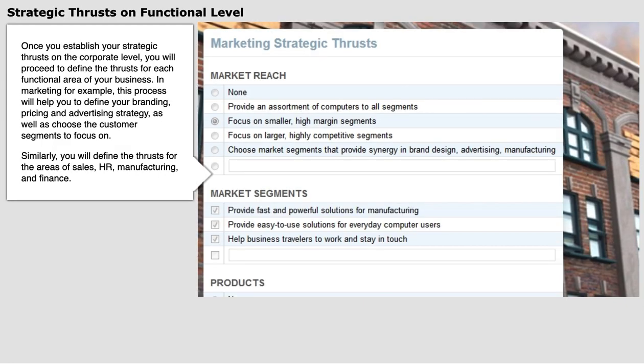Once you establish your strategic thrusts on the corporate level, you will proceed to define the thrusts for each functional area of your business. In marketing, for example, this process will help you define your branding, pricing, and advertising strategy, as well as choose the customer segments to focus on. Similarly, you will define the thrusts of the areas for sales, HR, manufacturing, and finance.